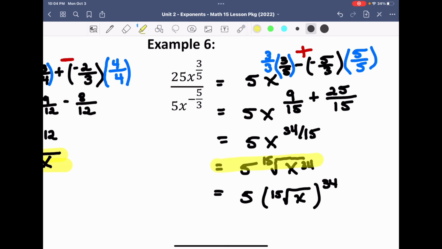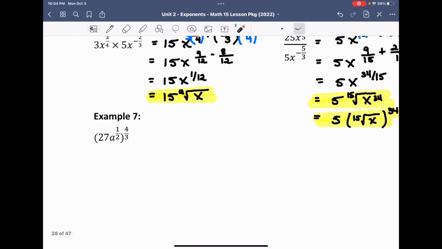And these are equivalent. Whether you want to put your power under the radical or outside the radical, that is totally fine. Either way, just be really careful with those brackets, making sure that your radical is all in a bracket and the 34 goes outside, or the 34 is connected to everything under the radical.